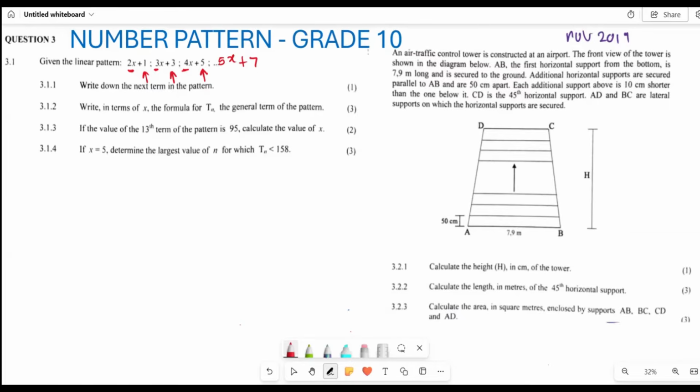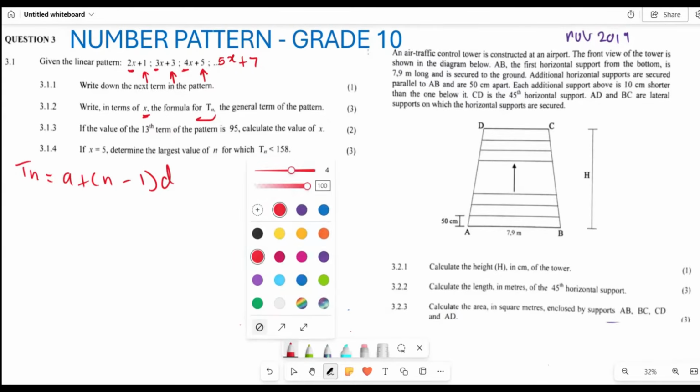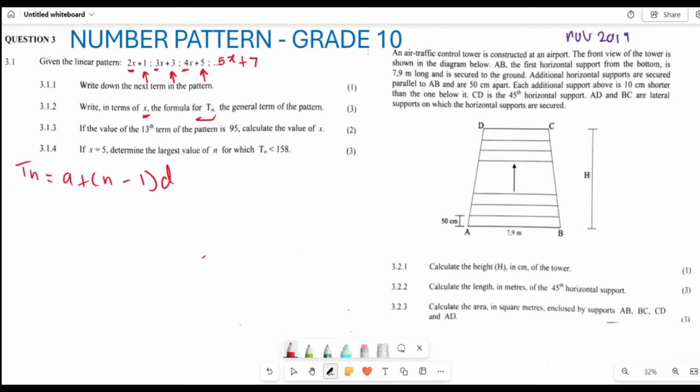Now, let's look at the next question. What does it say? They want us to write down, in terms of x, the general formula of your Tn. So what is the first thing that you are going to do from here? You are going to start by saying Tn is given by a plus (n subtract 1) d. Remember, the a represents the first term and the d is the common difference altogether. Before we can even start there, let's start here.